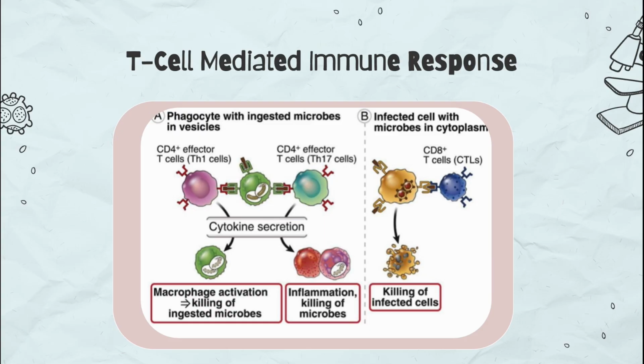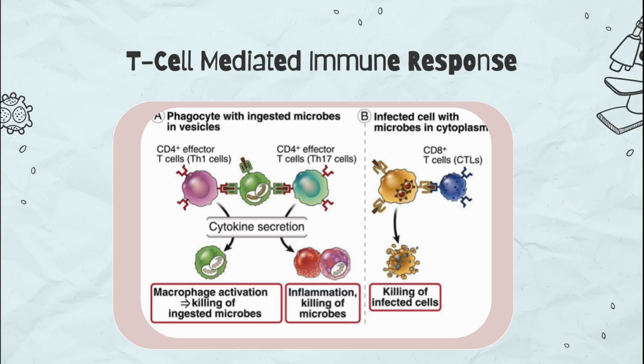Th1 cells mainly activate macrophages, which improves the macrophage's ability to destroy the microbes they have already engulfed. This is especially important for pathogens that can survive inside phagocytes. Th17 cells, on the other hand, promote inflammation. This inflammatory response recruits additional leukocytes such as neutrophils and monocytes to the site of infection, helping the body kill microbes more effectively.